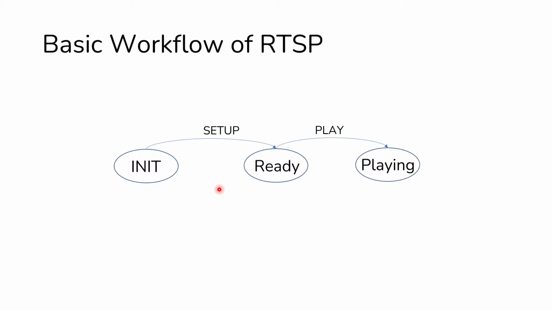Through the play request, it is moved to the playing state, and through the pause request, it can again come back to the ready state. From the ready and playing states, it can come back to the init state through the teardown request, and the loop will start again.